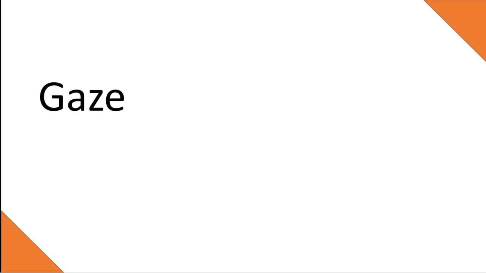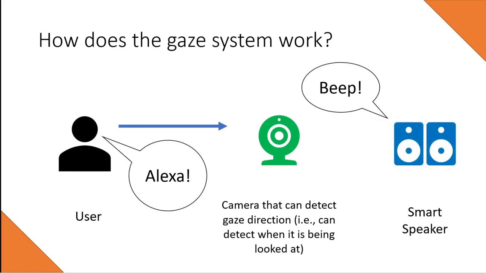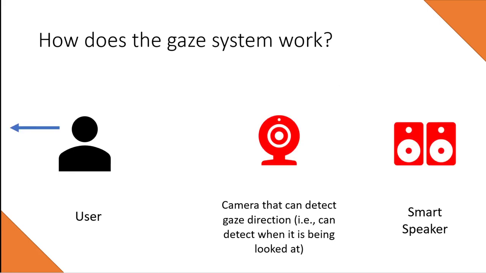What about gaze? We start with a similar setup to the voice privacy control, except that now we have a camera that can detect gaze direction to know when the user is looking at the smart speaker. If the user is looking away, the camera detects this and does not activate the smart speaker's microphones. If the user looks at the device, the camera unmutes the smart speaker's microphone. Again, just the microphone is unmuted. The smart speaker still needs to hear the activation keyword. Once the wake word is detected, the smart speaker is activated. The user can then interact with the smart speaker normally, and then once the interaction is over, the system resets.